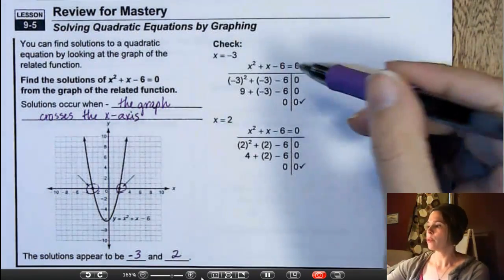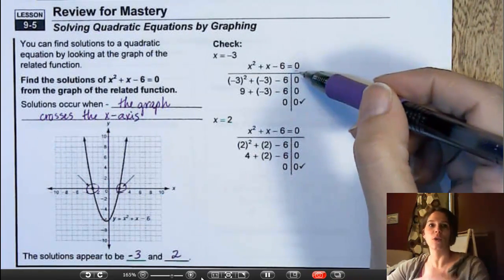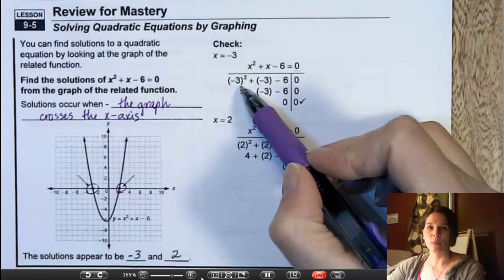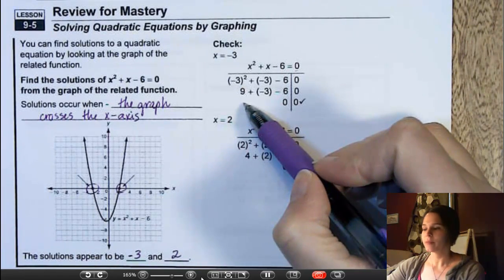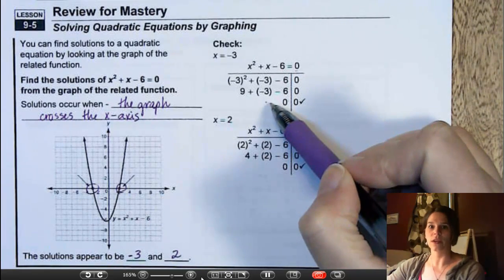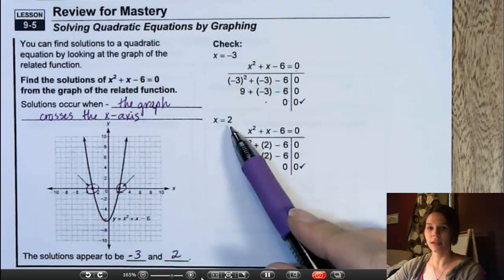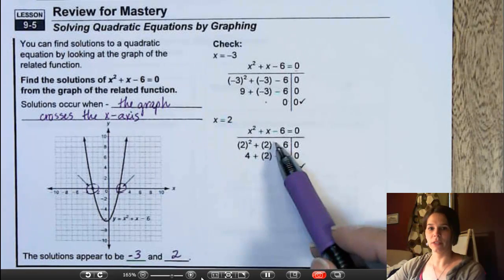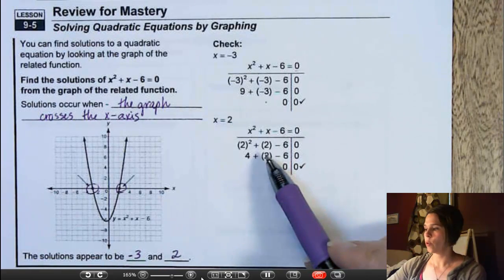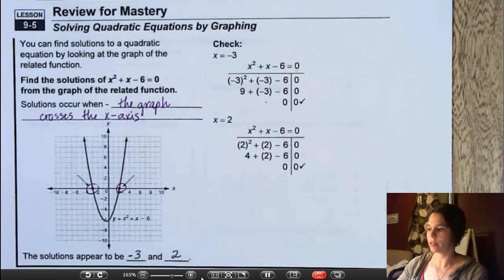Let's check those. When we check a solution, when you plug it into your equation, your answer, your y value, needs to be 0 because you haven't moved up or down along your y-axis. So if I plug in -3, always put those into parentheses. -3 squared is 9. Plus a -3 minus 6. So 9 minus 3 minus 6 really does equal 0. So -3 is a zero. Now we check 2. Again, 2 squared plus 2 minus 6. Everywhere an x occurs, I plug in that value that I'm solving for. 4 plus 2 is 6 minus 6 is 0. So my zeros check out.